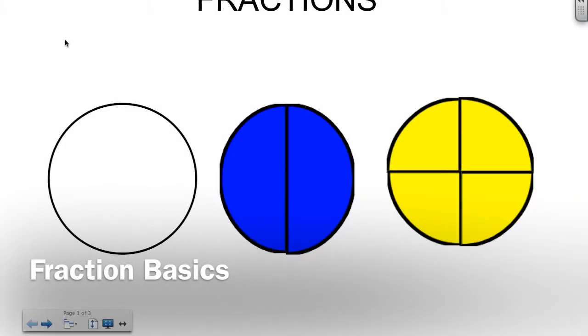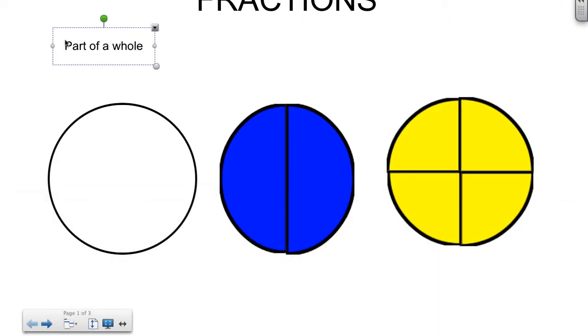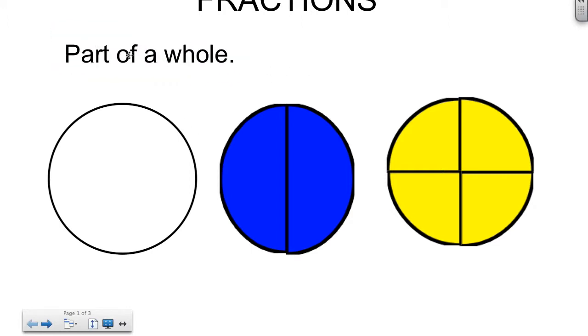So the first thing to remember when we're learning about fractions is that fractions are part of a whole. Now I'm going to explain that concept a little bit more as we go through this, but what you need to remember is the whole idea of fractions: there's a whole and it's been broken up into parts, and that is the part that we're talking about. So I'm demonstrating it with circles.